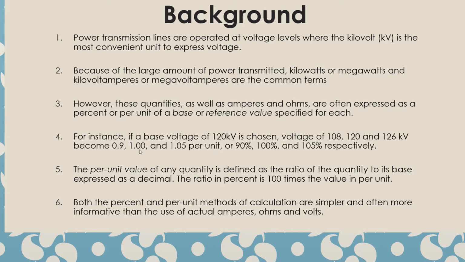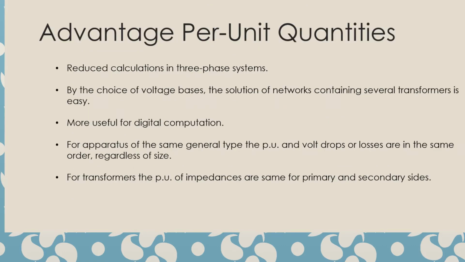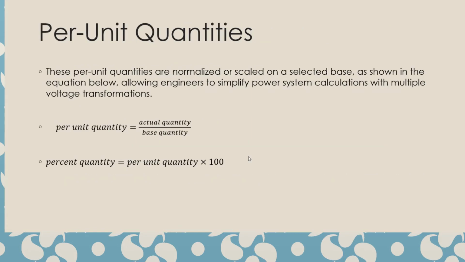For example, 1.00 per unit is 100%. 1.05 in per unit is 105 in actual percentage. So per unit is a ratio, where the actual is divided by the base. If you want it in percentage, you just have to times it by 100. The advantage of using per unit quantities is that it reduces the calculations, especially in three-phase systems, and it is also more useful for digital computation.